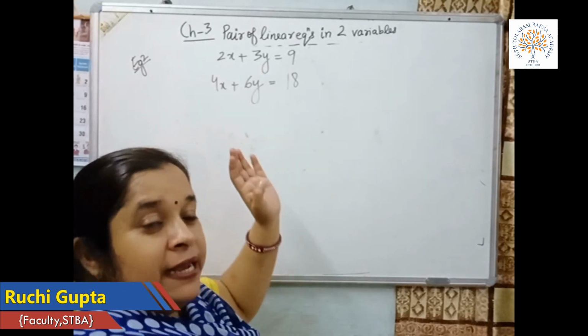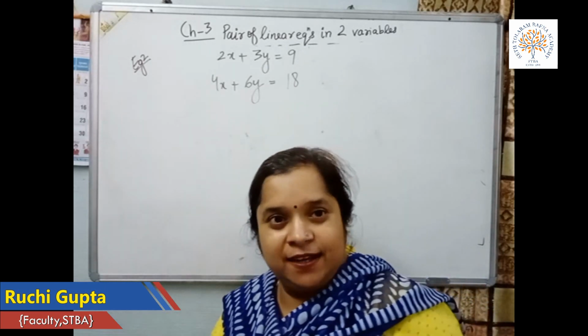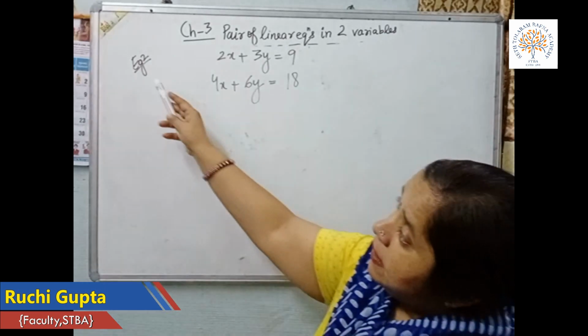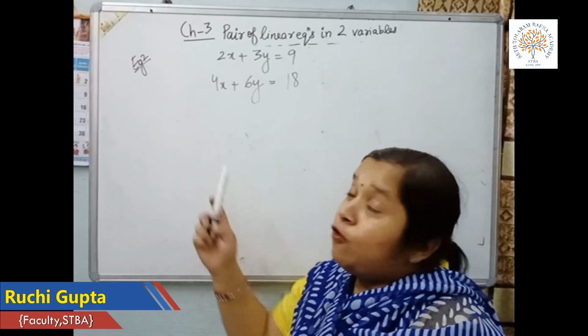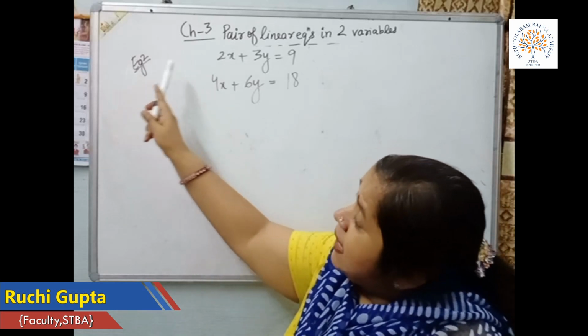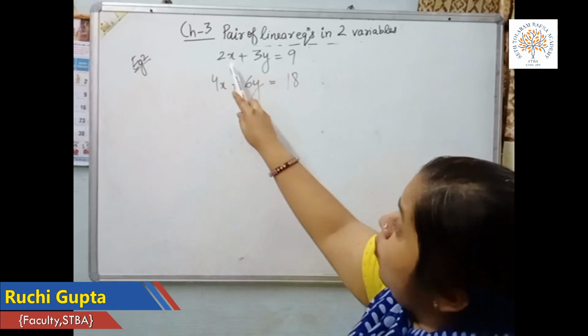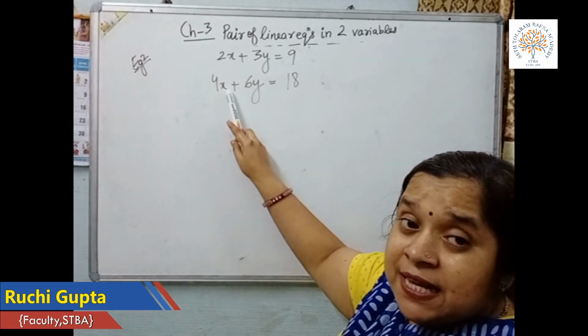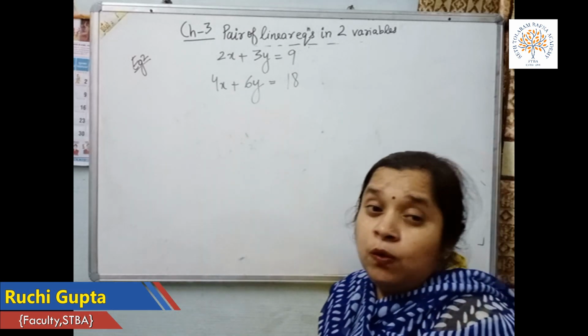So I hope the graph of unique solution, or intersecting lines, is clear to you. Okay. So the second graph which I have explained to you is coincident lines. For that I am taking the example 2x plus 3y is 9. Okay, 2x plus 3y is 9 and the second equation is 4x plus 6y is equal to 18.